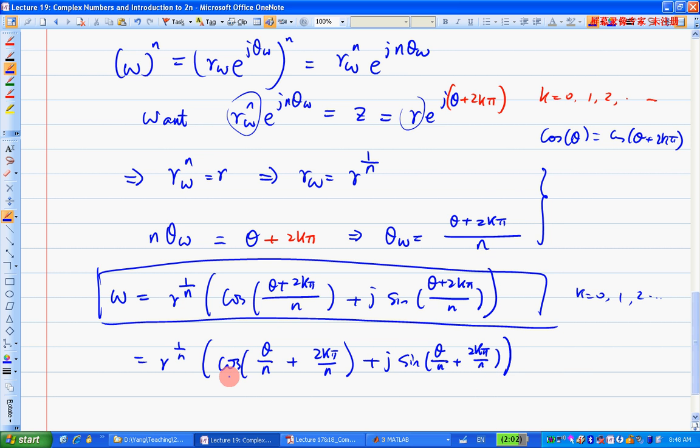We understand that cosine and sine are periodic functions, and their period is 2π. This angle is θ over n, so if you add a full 2π, it's not going to change. Coming back to this, when k increases from 0 to 1 to 2, up to n minus 1, everything is fine. And then what happens when k equals n?